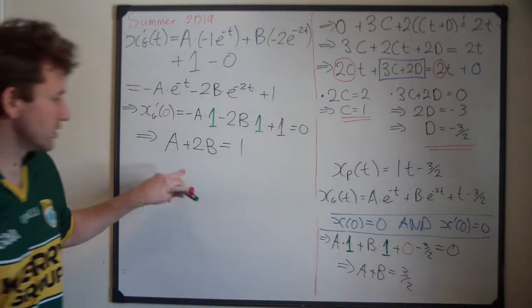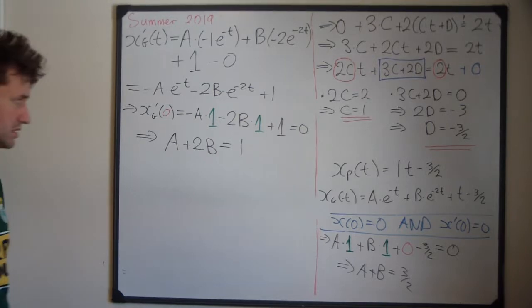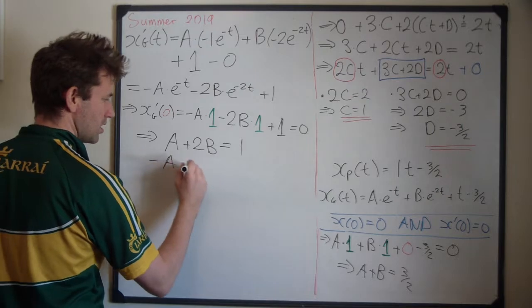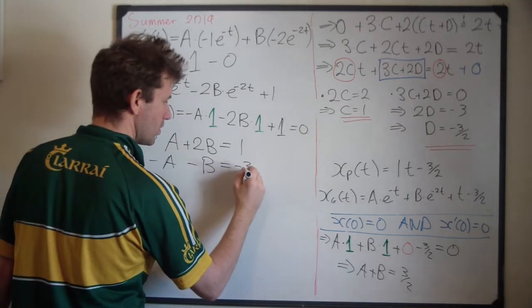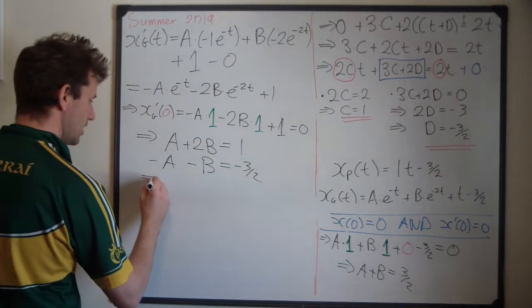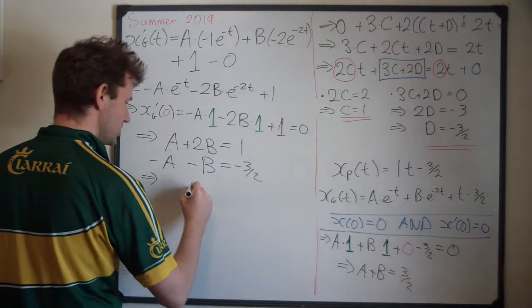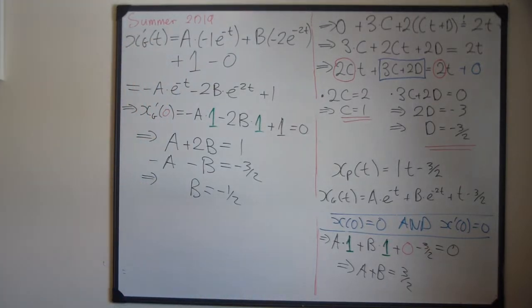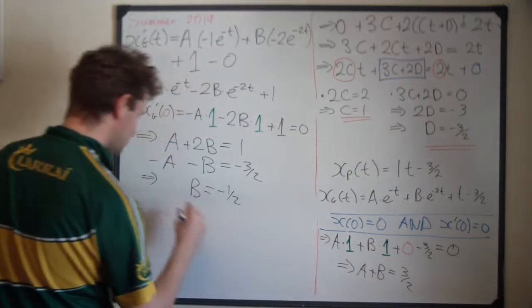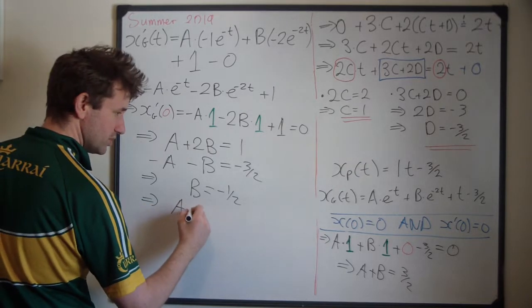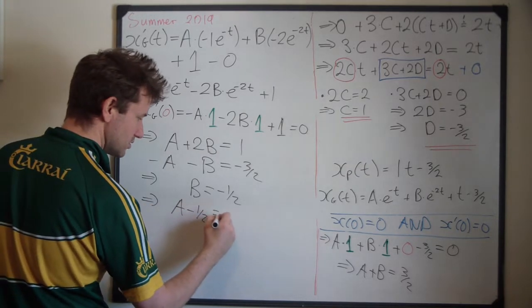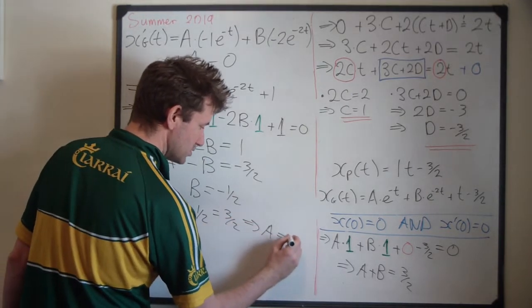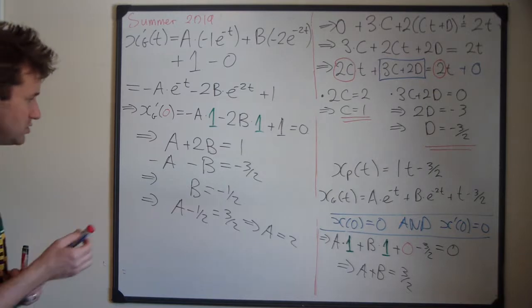So I've got two simultaneous equations in a and b, so this should be no problem. Write down minus this equation. Add these two equations together. A minus a is 0, 2b minus b is b, 1 minus 3 over 2 is minus half, so b must be minus a half. And then sub that into this. A plus b, a minus a half, is equal to 3 over 2. Add the half to both sides. 3 over 2 plus a half is 2. So we found that a is 2 and b is minus half.